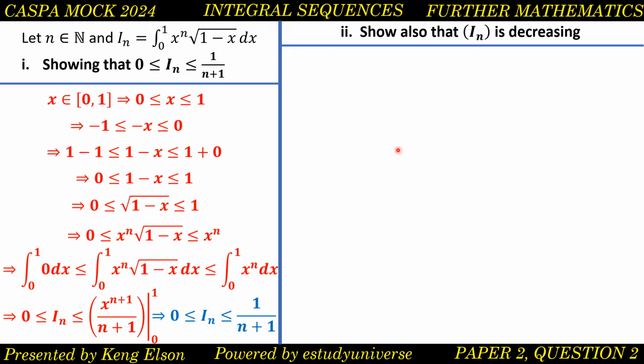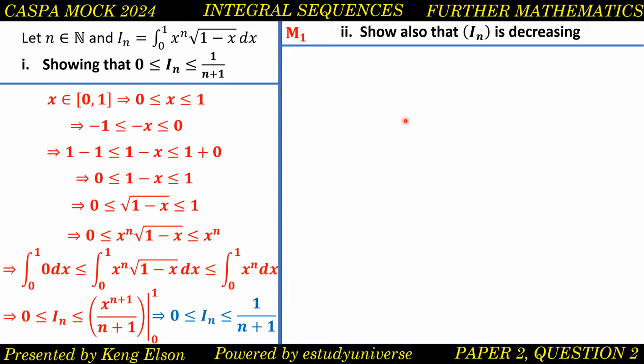Now let's go to Roman 2, which is asking us to show that I of n is a decreasing function. Here we are going to use two different methods, and you choose the method best for you. Make sure you comment in the comment section which method you prefer or which method is easier. Alright, so let's begin with the first method.